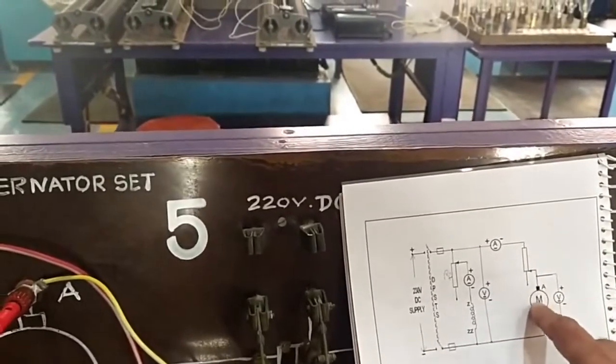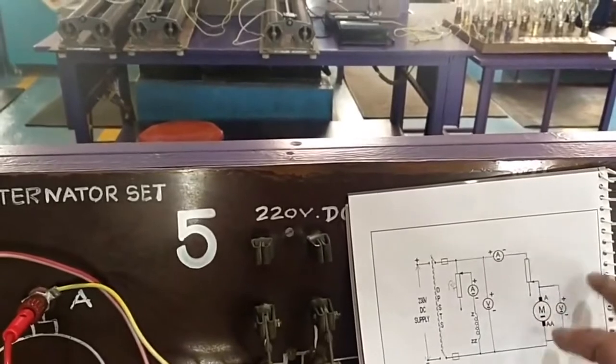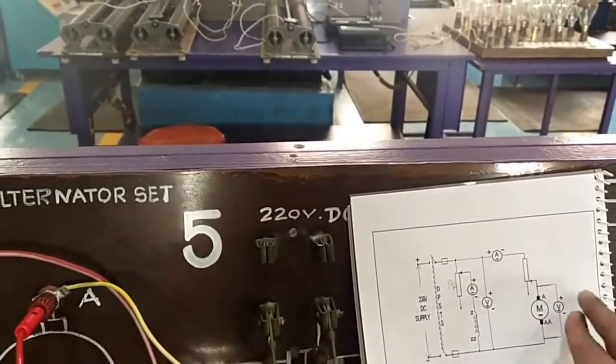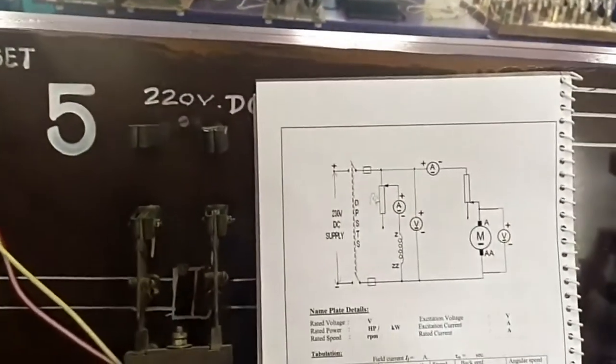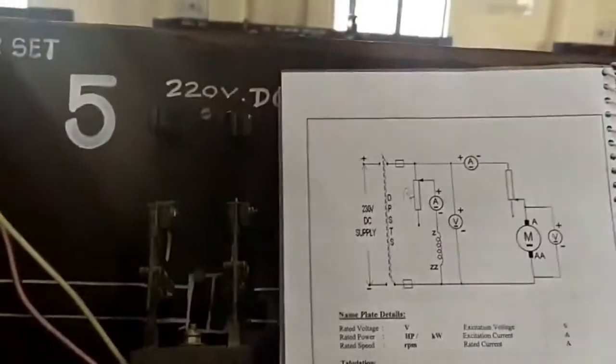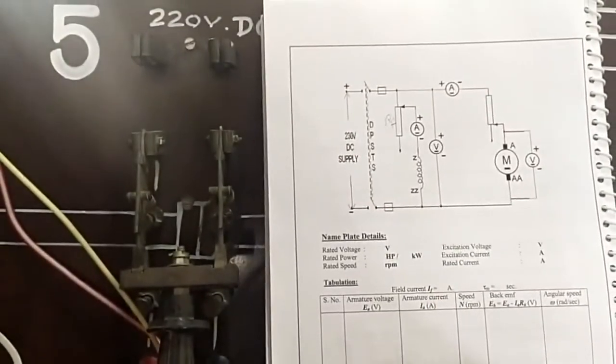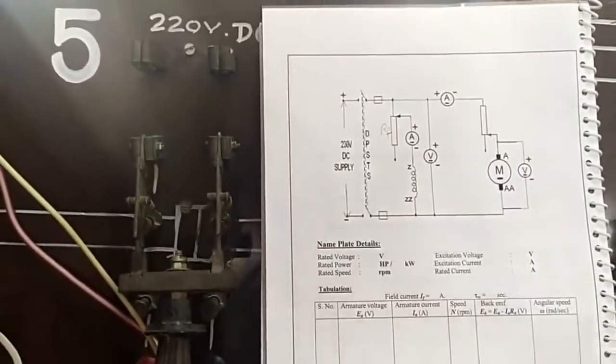If the current is changing, the voltage will automatically change, and based on that, the speed varies. That we need to cross-check. Coming to the tabular column, what we need to note: first we change the armature voltage, based on that the armature current will come, and with respect to the current, we need to note down the readings.